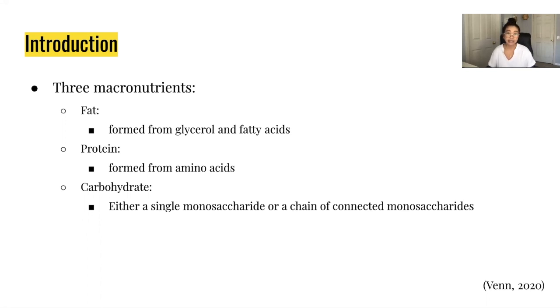There are three macronutrients: fat, protein, and carbohydrates, and they provide energy and vital components to life. Fats are formed from glycerol and fatty acids, while protein is a combination of various amino acids, and carbohydrates are either a single monosaccharide or a chain of connected monosaccharides. In order to maintain good health, a combination of these three macronutrients is necessary for the human diet.